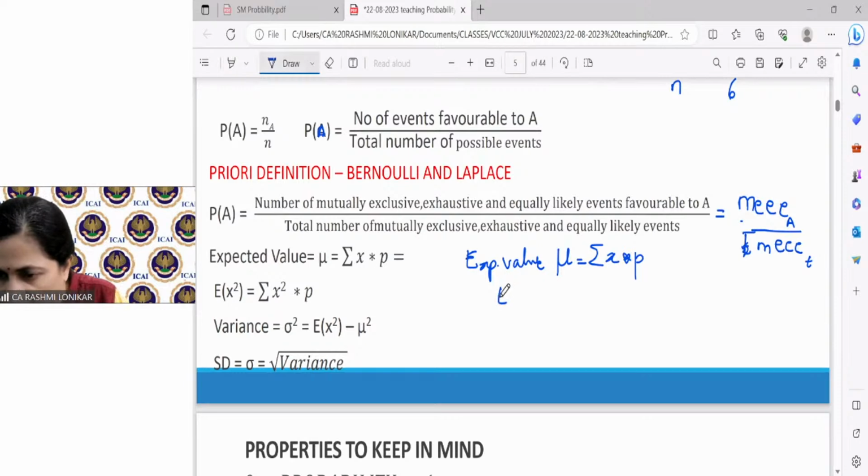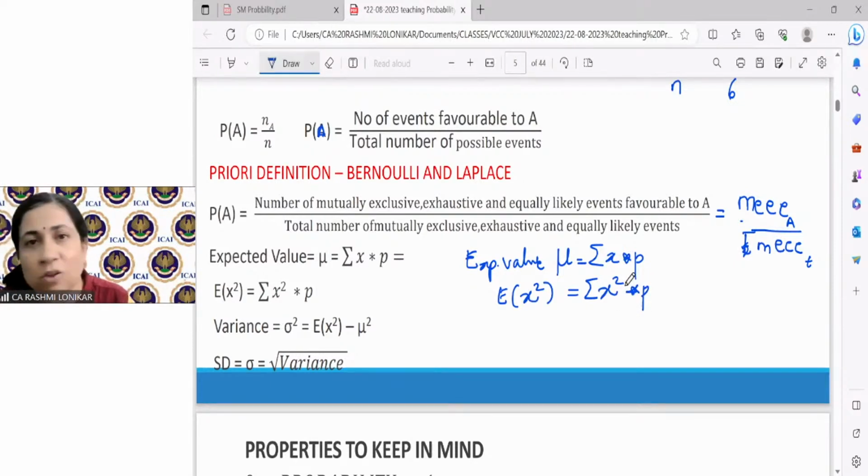So what do you have? E of x square. What is it given by? Summation of x square times p. Remember, this square is for the x and not for the p. And then we say variance.